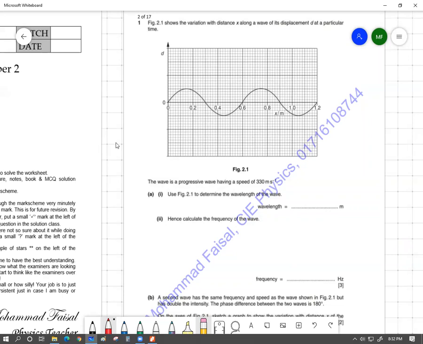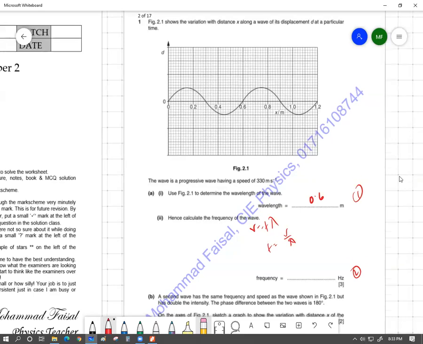This is actually pretty simple. This horizontal axis is marked in meters, so we just have to be able to see one full cycle. I can see very easily from the wave that the wavelength would be 0.6 meter. Hence, calculate the frequency of the wave. So that would be v equals f lambda. You are asked to calculate f equals v over lambda, so you just place all the numbers and calculate the frequency. So one mark over here, two marks over here, total three. And that's pretty easy. Have a look at the second part.